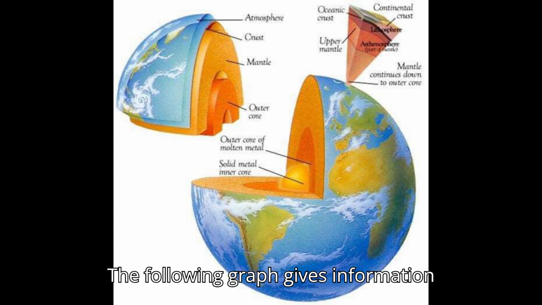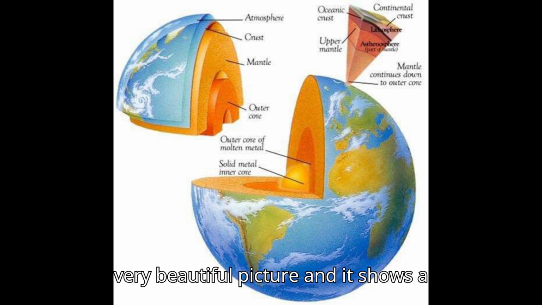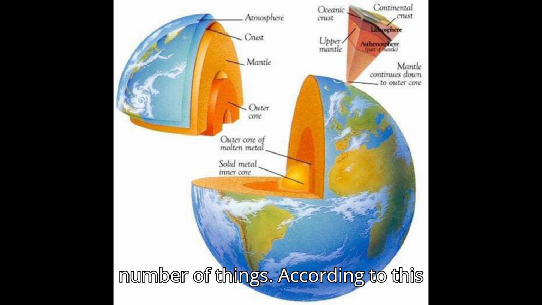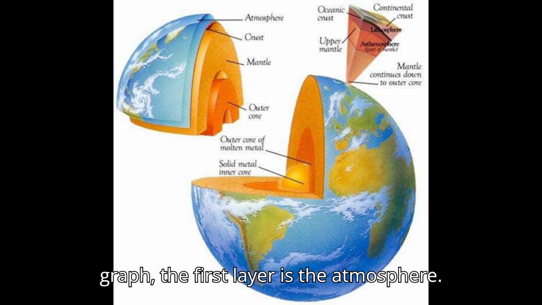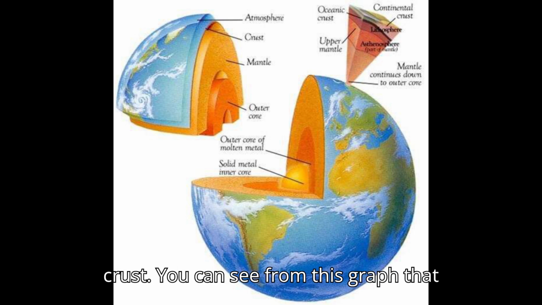The following graph gives information about Earth crust. This is a very beautiful picture, and it shows a number of things. According to this graph, the first layer is the atmosphere. Followed by that, the second layer is the crust.